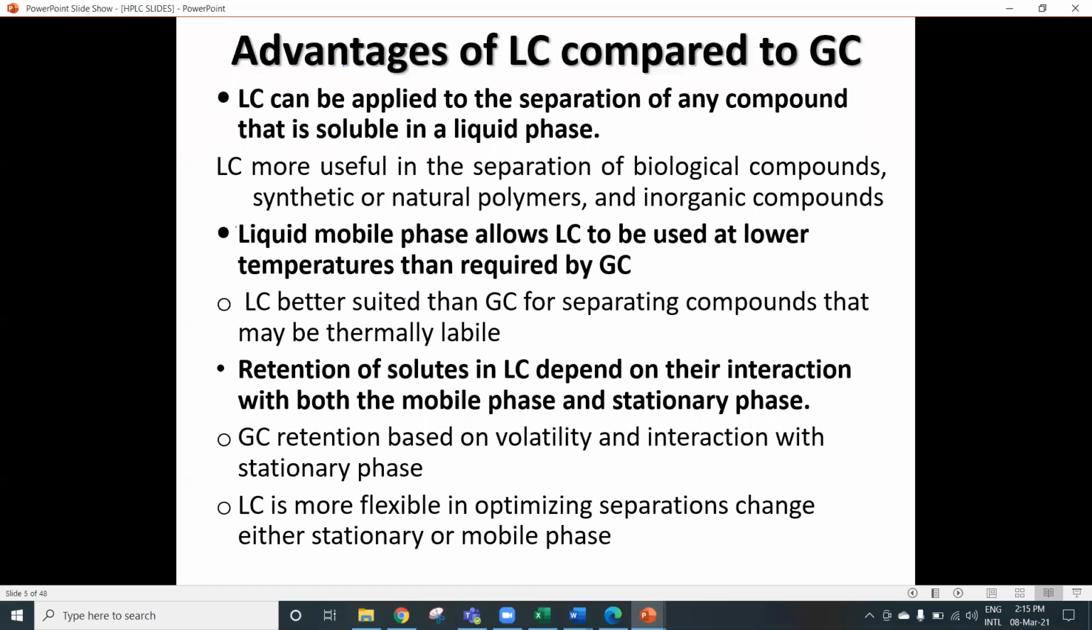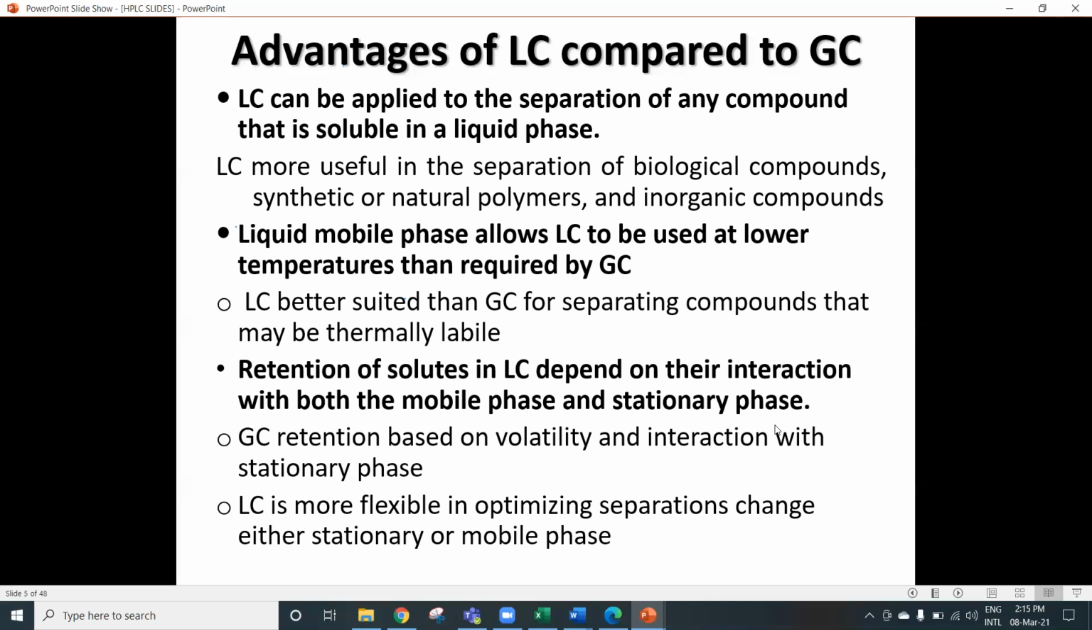So liquid chromatography is better suited for separating compounds that are thermally labile. So any compound that can be affected by temperature, HPLC will be better for separating them than GC.